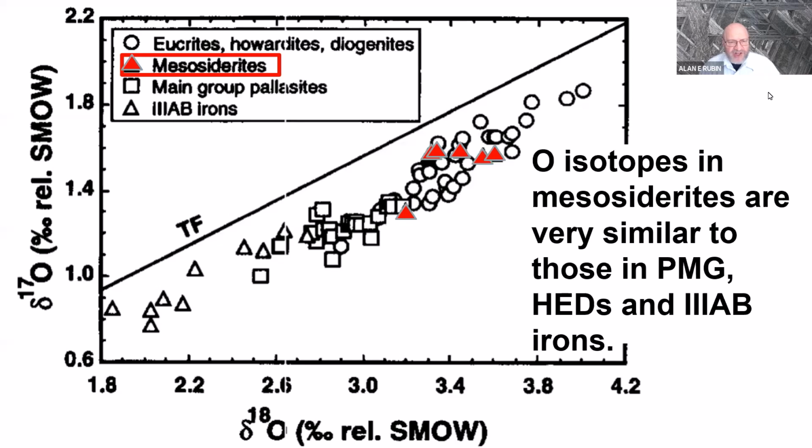If we look at the oxygen isotopic diagram here, we can see that the eucrites are the open circles. The mesosiderites are the red triangles, which we can see just fall among the HED samples. The main group pallasites are the open squares, and the IIIAB irons are the open triangles. And we can see that all these things form along a fractionation line, indicating that they all have the same oxygen isotopic compositions.